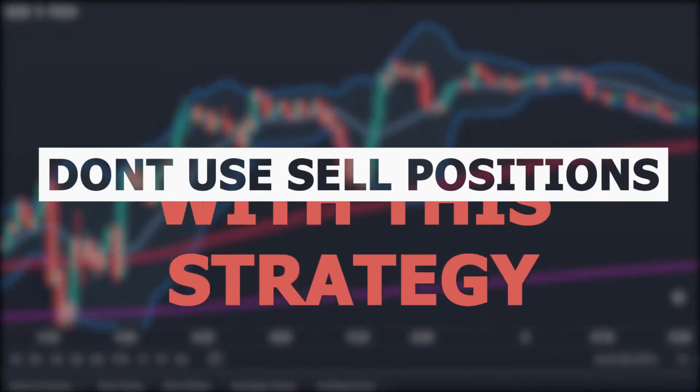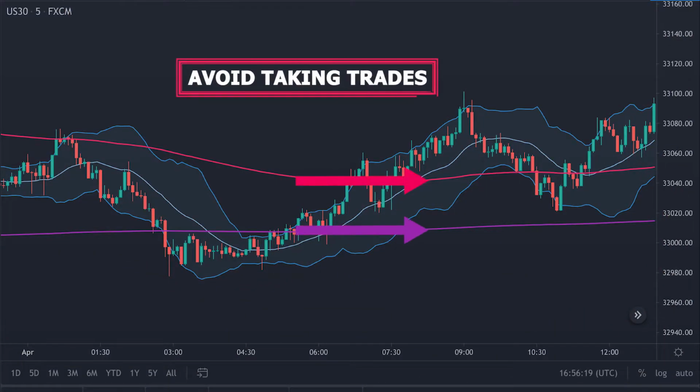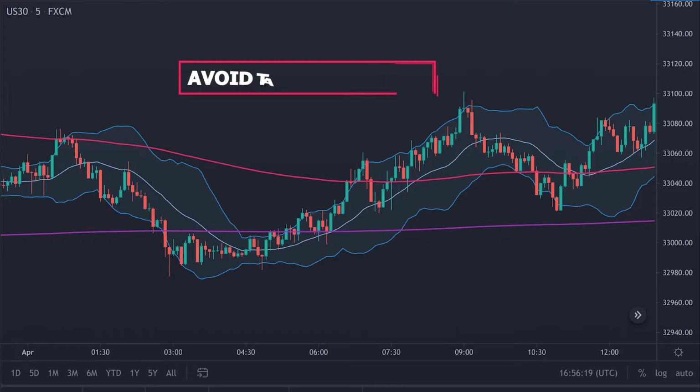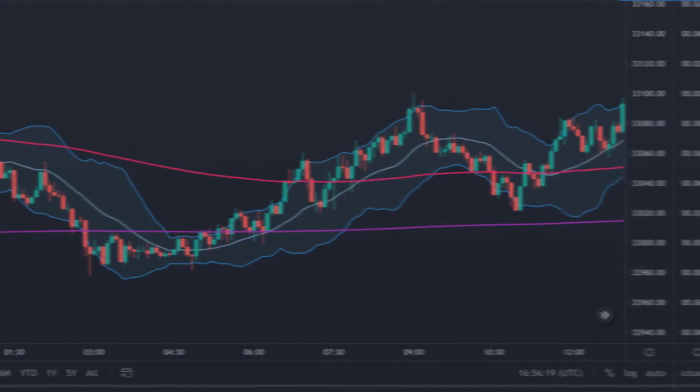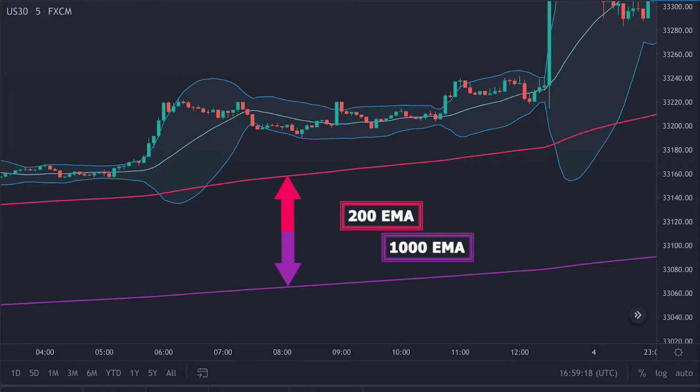Just to clarify, this means we will not want to take any sell positions with this strategy, and we will avoid taking any trades if the EMAs are passing through price, as this indicates that the short and medium term trend do not align with the longer term trend. Another catch to improve the probability of this trading system is only trading when the 200 EMA is above the 1000 EMA. So always make sure that this is the case.